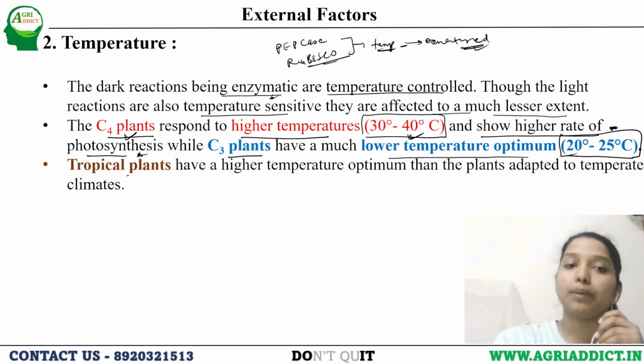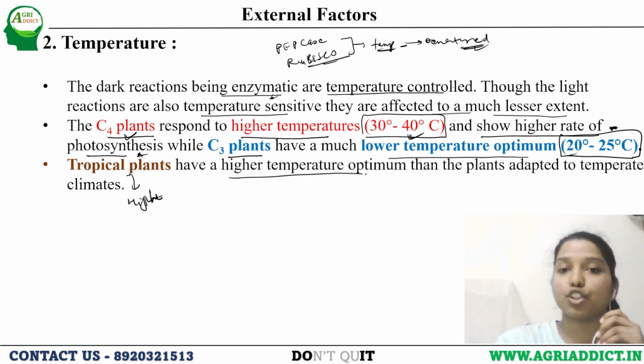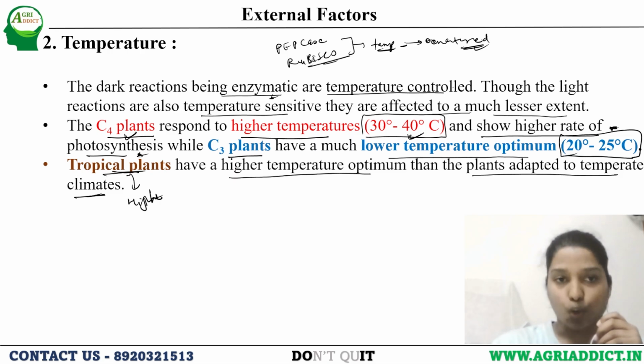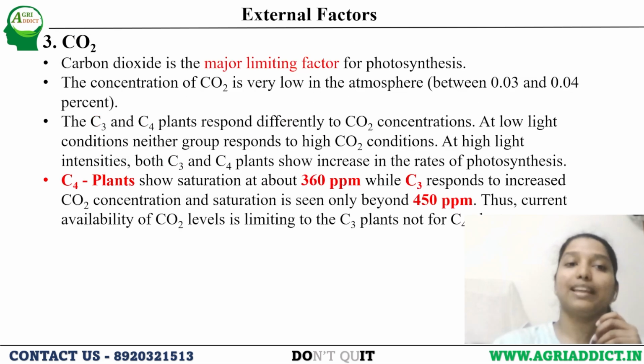Now, tropical plants require a higher temperature optimum than plants adapted to temperate climates. So tropical plants are adapted to high temperature, so they require a high temperature optimum. Okay, let's move to the next slide.